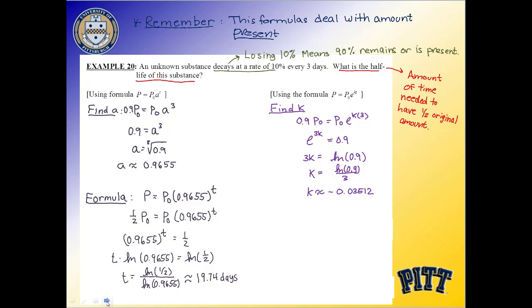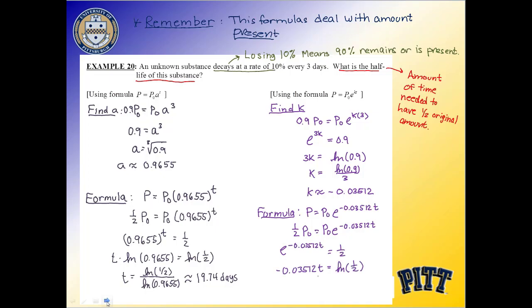So now the formula is going to be this, and I'm going to do the exact same thing I did with the other formula. My final amount is going to be 1/2 the previous amount. Divide both sides by P sub 0. Natural log both sides and divide by that negative 0.03512. And so forth. Again, I'm using all the values stored in my calculator, whereas I'm only writing a few of them just to be clear about approximately what I'm getting so that you can follow along. And if I do that, I get about 19.74 days.